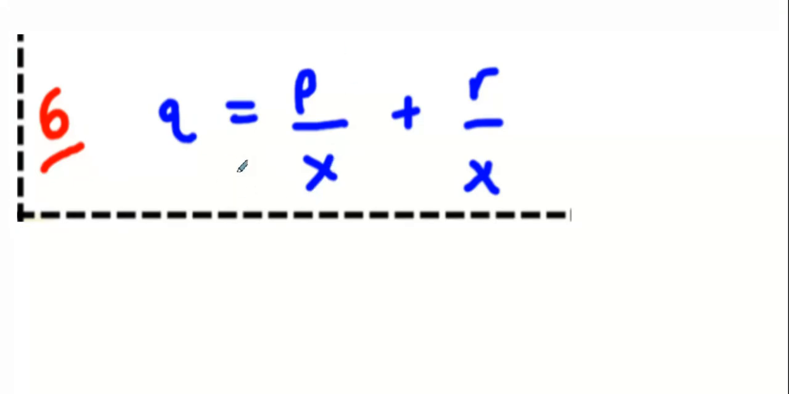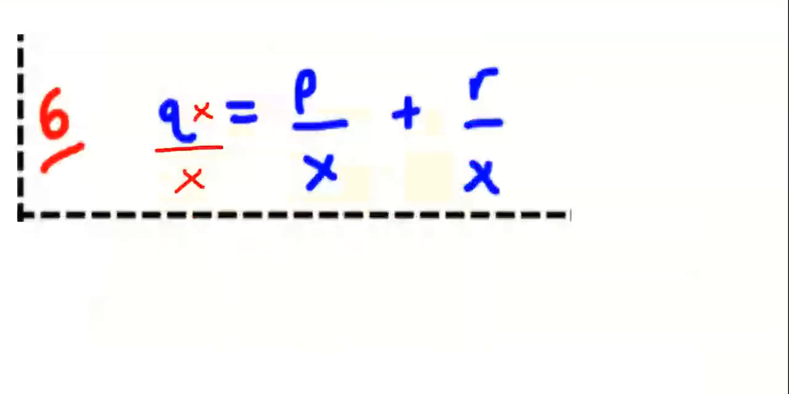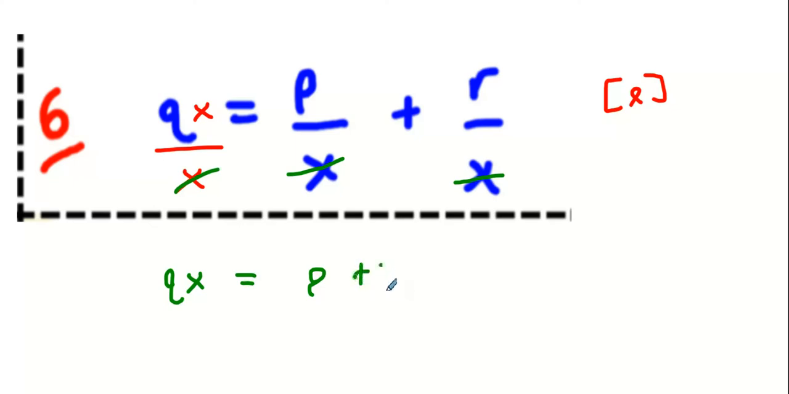So in this case we need a common denominator. See the way they're both over x's, so if I put an x underneath here and an x above, that will make this question good. Now with question 6, I foolishly never wrote what letter we're meant to get on its own. So in this case it's the letter x we're trying to get on its own. That's completely my bad. So here's what we're going to do. Get rid of the denominators, and we're going to be left with qx equals p plus r.